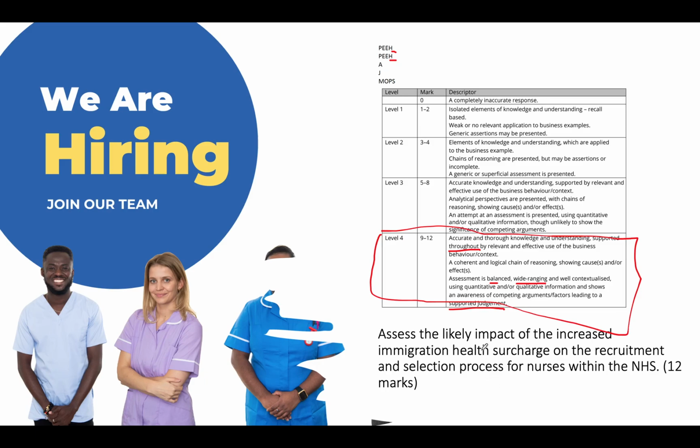So first of all, we're going to plan the question. We're talking about the hooks first. So our likely impact is clearly the start of our hook, but of what, on what? Of increased immigration health surcharges. We know what the of is. On the recruitment and selection process for nurses. This is not just the NHS, this is for nurses. So it's the likely impact on the recruitment and selection processes, so highlighting half of the question again, like a geography student. And that is the focus. And it's not across the UK, it's within the NHS.